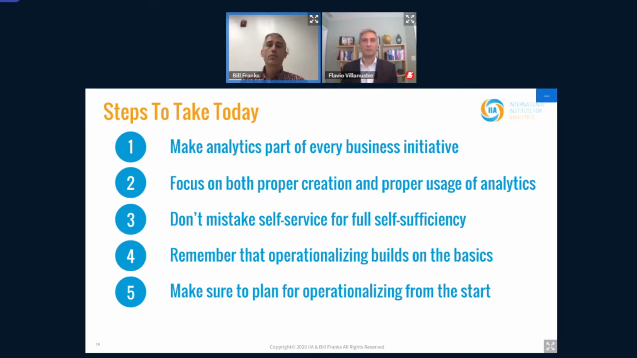Don't mistake self-service for self-sufficiency, but do embrace self-service, both at the lower end of the scale and even at the level of citizen data scientists. Remember as well that operationalizing and scaling analytics does have to build on the basics. Back to that delivery example.